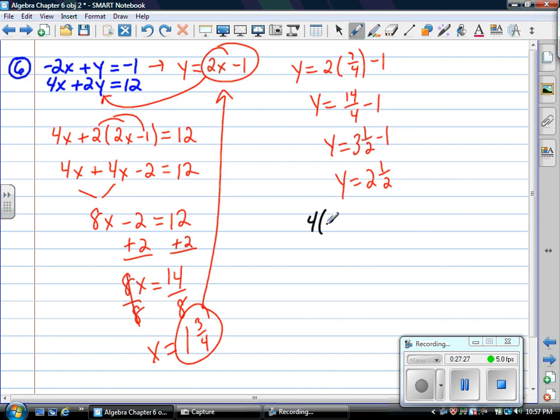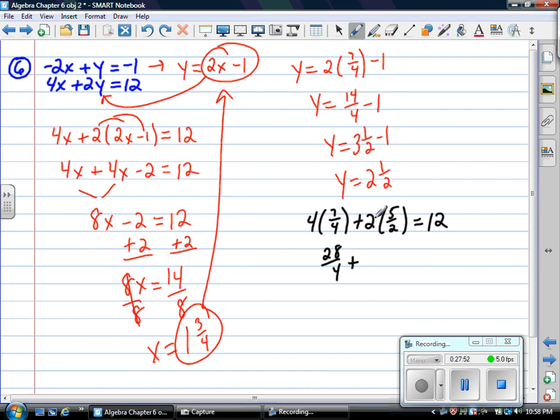So I'm going to replace x with 1 3/4. So that's 4 times 7/4, plus 2 times, what's that? 5 over 2 is 2.5. That better be equal to 12. 4 times 7 is 28. So we get 28 over 4 plus 2 times 2 is 4.